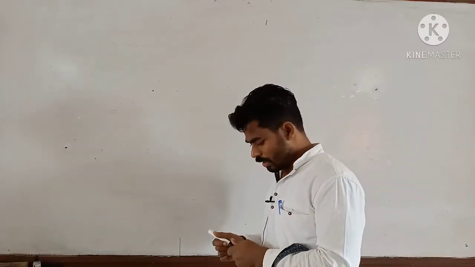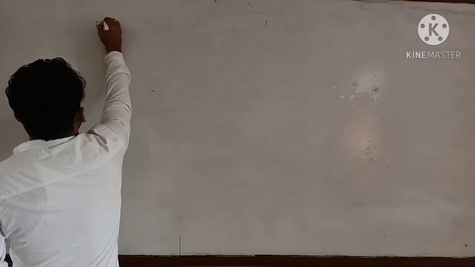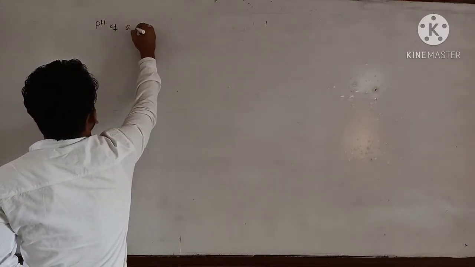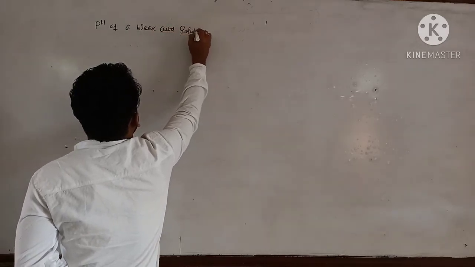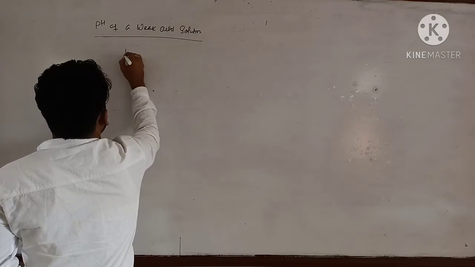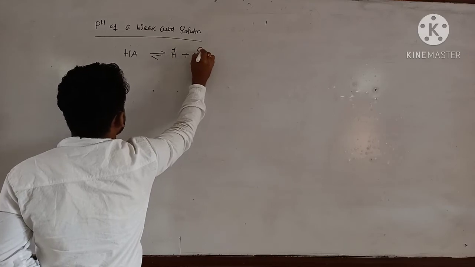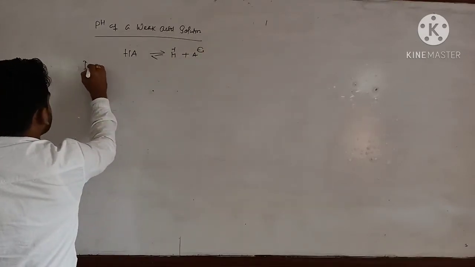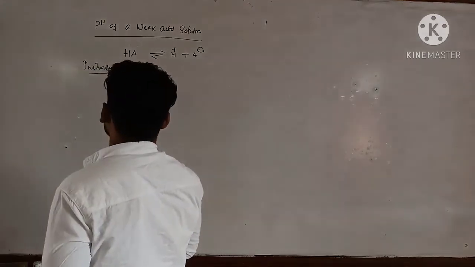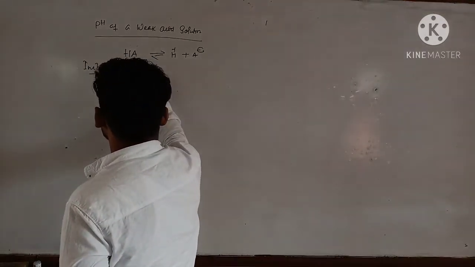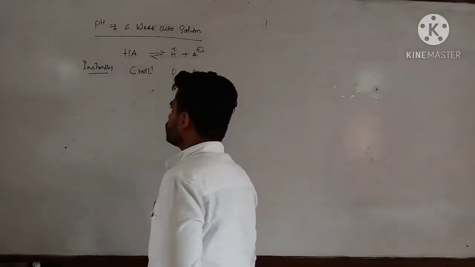So now let us calculate the pH of a weak acid solution. So for a weak acid, HA goes to H plus plus A minus. Initially, what I have told you, let the concentration of HA be C moles per liter. Clear? No dissociation is there.